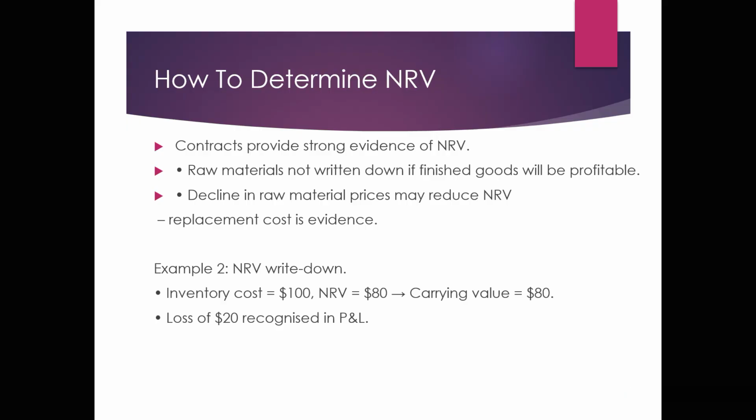Raw materials are not written down if finished goods will be profitable. If finished goods will be profitable, you don't need to write raw materials down. This is very clear, because you know you are going to use them for finished goods. So you don't need to test impairment or NRV on them, since finished goods will be profitable. Why are you bothered about raw materials? Also, a decline in raw material price may reduce NRV.